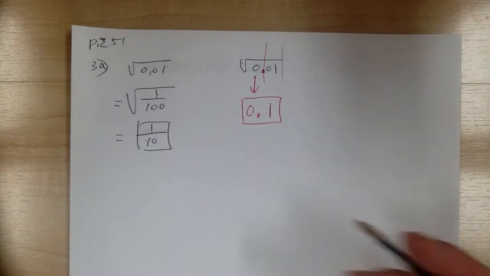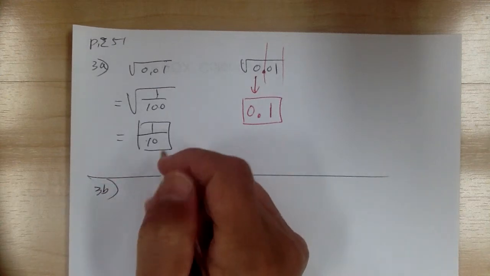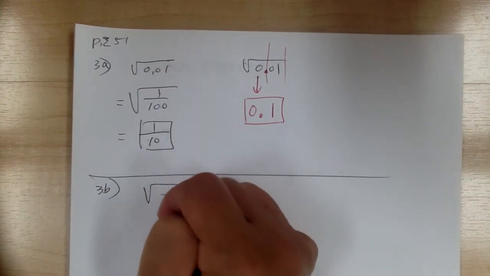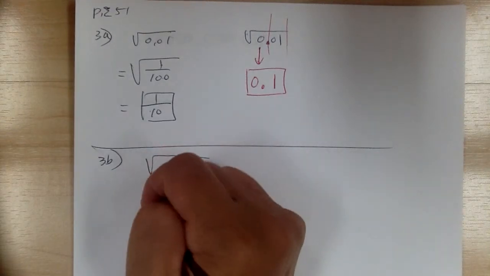Okay, let's go to 3B. You've got the square root of negative 0.01. Again, when you have a negative inside the square root, this is going to be not real.